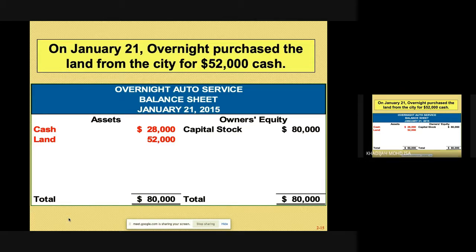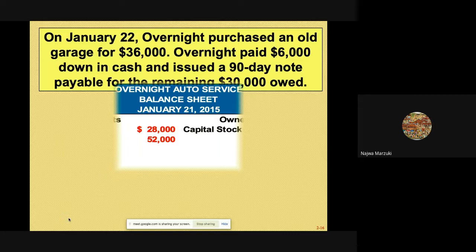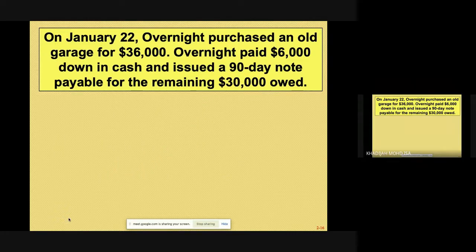So on the asset side, cash decreases and land increases, but total asset is still 80,000, which is the same as the other side, owner's equity. No change, so it remains at 80,000. So far, so good? Yes? Okay.